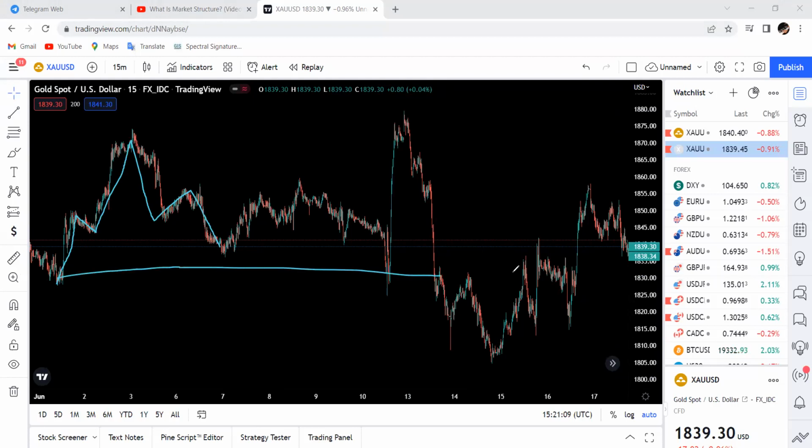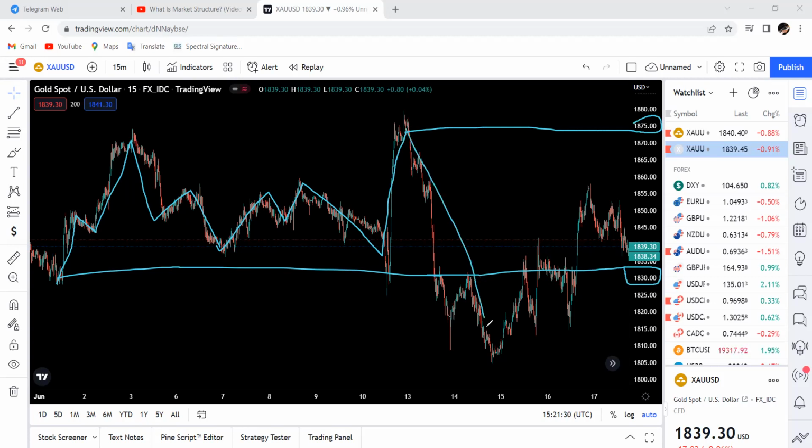And then we move all the way from here. We're at 1830. If we move straight ahead, we move all the way from 1830 to 1875. And then from 1875, we moved all the way to 1805, right? I hope you guys are seeing it. And from 1805, we moved to 1855 over here.